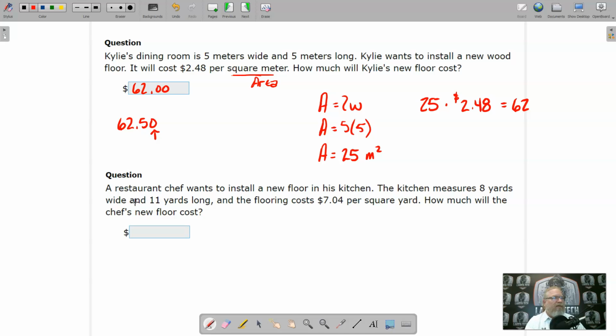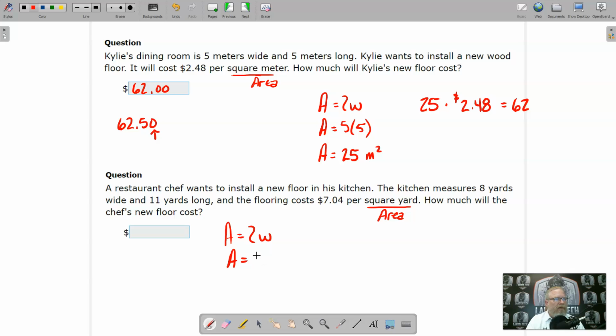So a restaurant chef wants to install a new kitchen floor in his kitchen. You'll find a lot of these area questions talk about putting in new flooring someplace. The kitchen measures 8 yards wide by 11 yards long, and the flooring costs $7.04 per square yard. So we are talking about area, right? It's squared. How much will the chef's new floor cost?